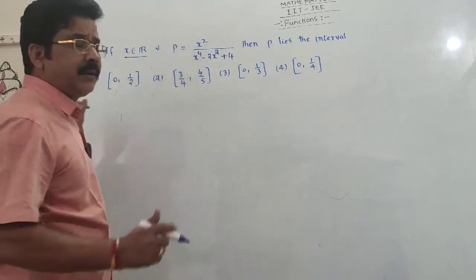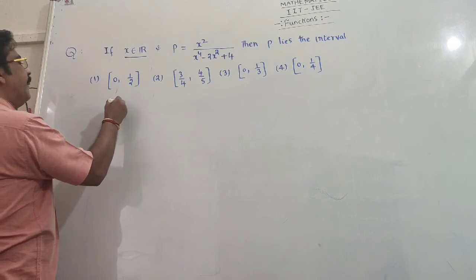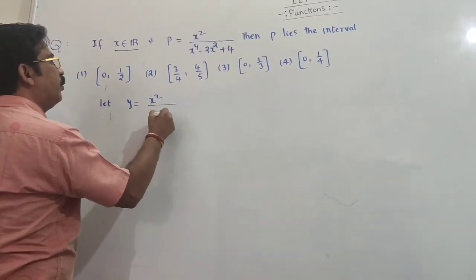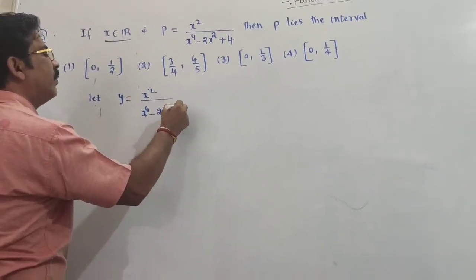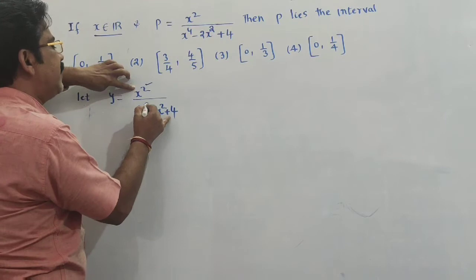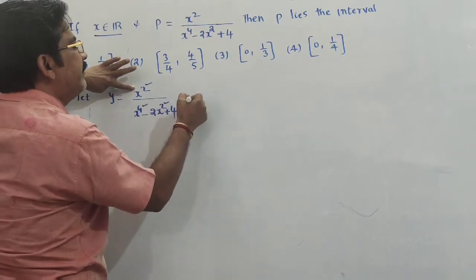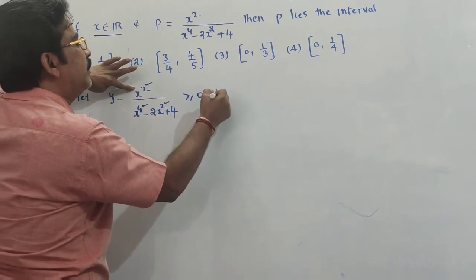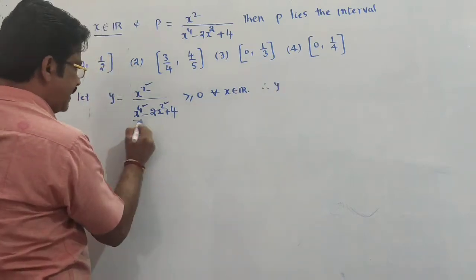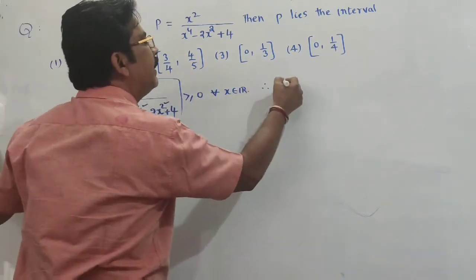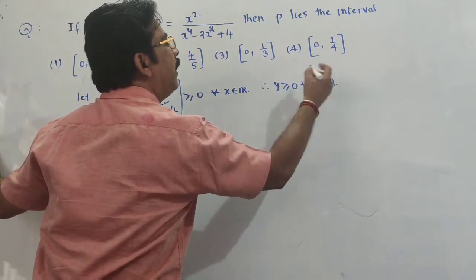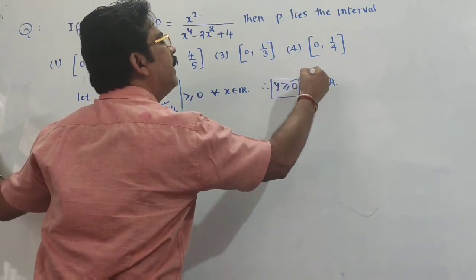As usual, according to the procedure, we let y equal x square divided by x to the power of 4 minus 2x square plus 4. Here, in the numerator an even degree is there, and in the denominator also an even degree is there. Therefore, definitely y is greater than or equal to 0 for all x belongs to R. Let it be statement number 1.